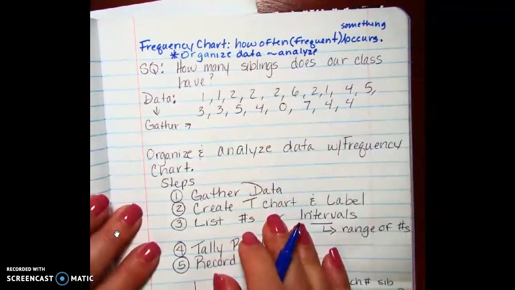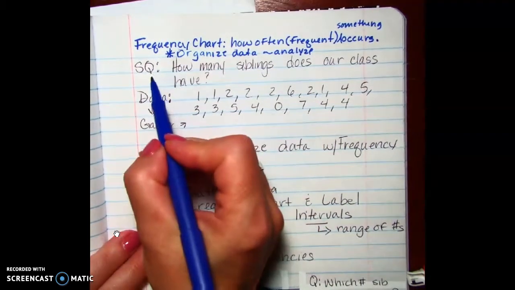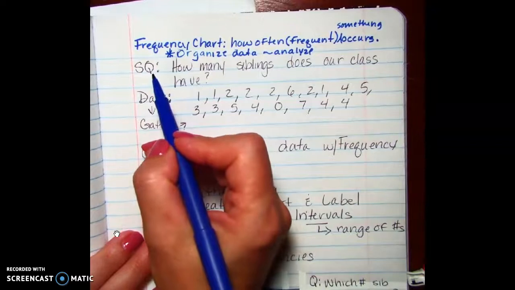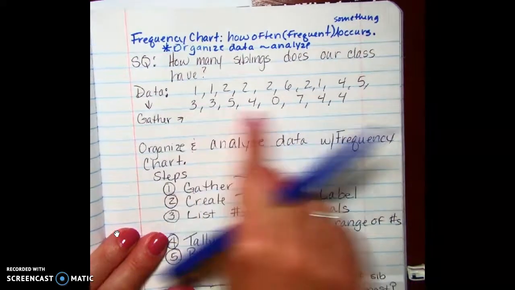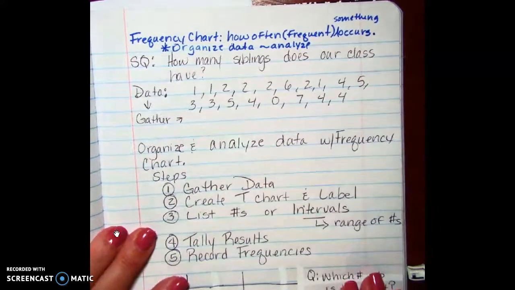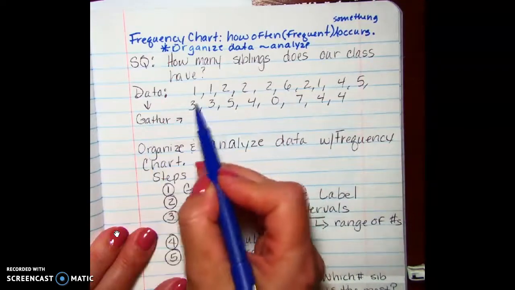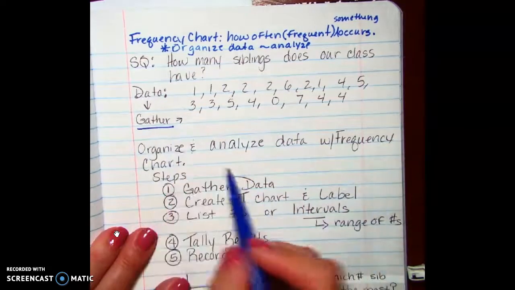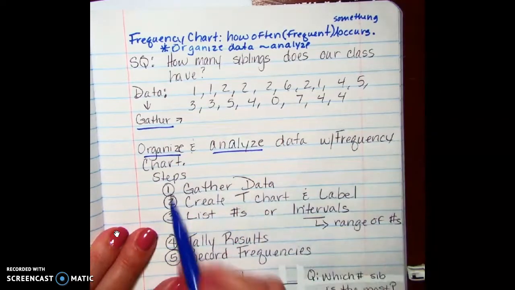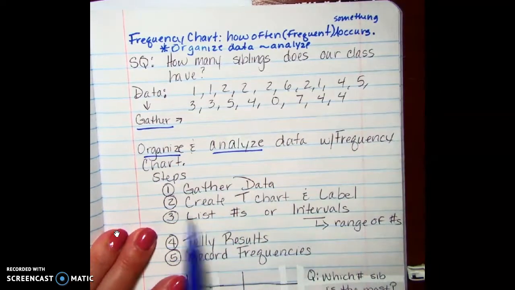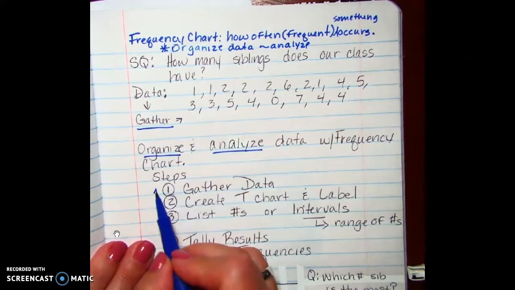Now, here's the question we posed in class. The statistical question that each period was asked was, how many siblings does our class have? Now, this is just a random sampling of what some people had said. So, gathering the data, that's this right here. And now I'm going to organize and analyze my data with my frequency chart. So there are steps. So here's my gather, done.